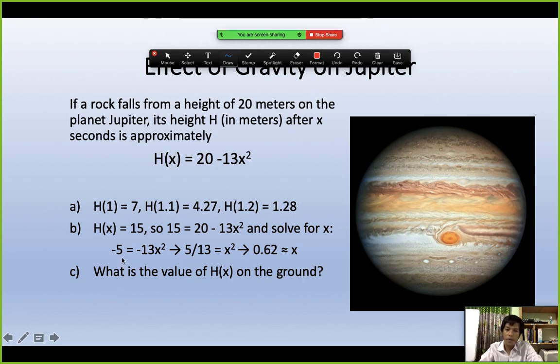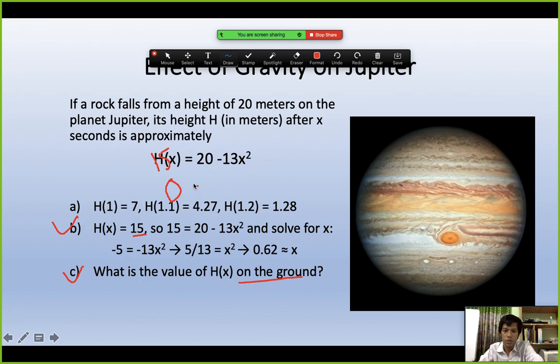In fact, this B part and C part are both the same type of math. For B part it is 15 here, we have to put 15 because 15 is given, and for C part we have to put 0 here because it is said as ground. Ground means height 0.